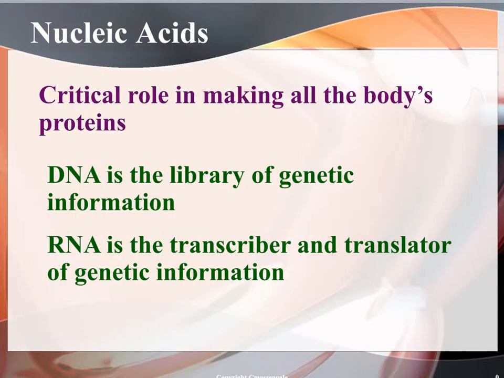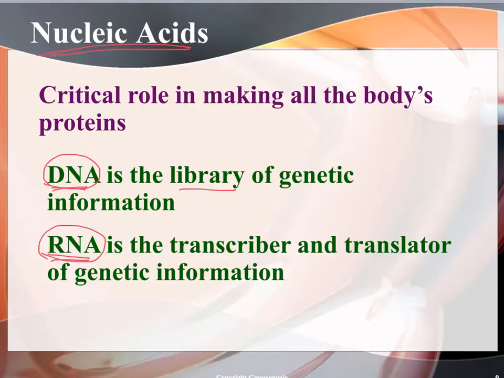And then the final class of macromolecules are nucleic acids, and they have a critical role in making all of the body's proteins. DNA is the library of genetic information, giving the blueprints that are needed to make all of those proteins, and RNA is the transcriber and translator of the genetic information into the proteins. They work together. DNA stays in the nucleus, RNA travels out to the cytoplasm, and both of them are nucleic acid molecules.